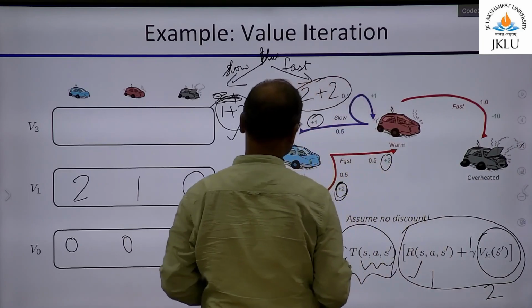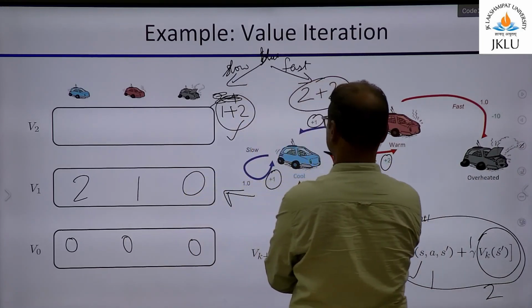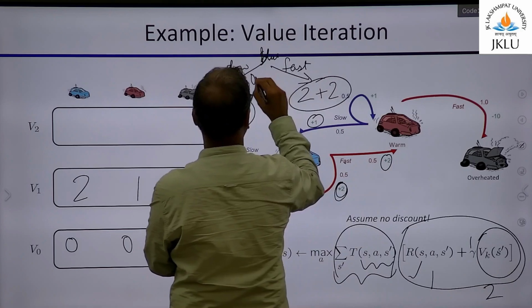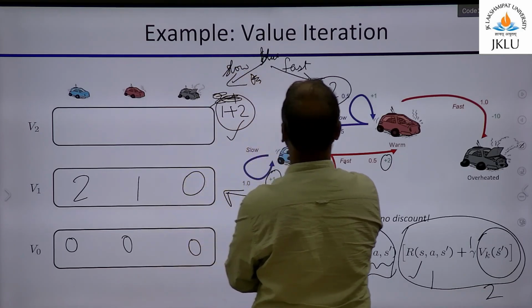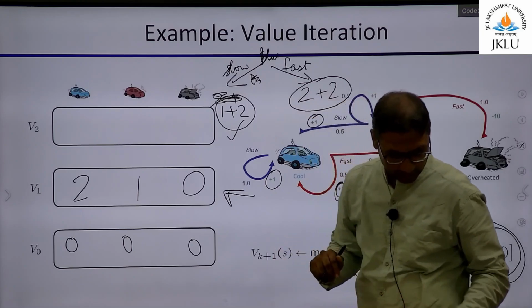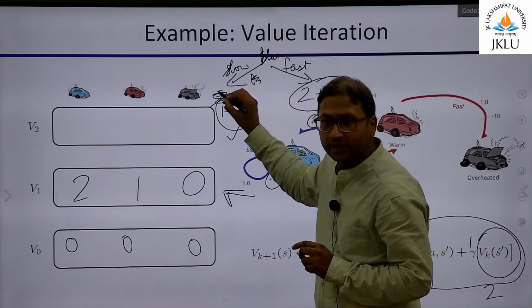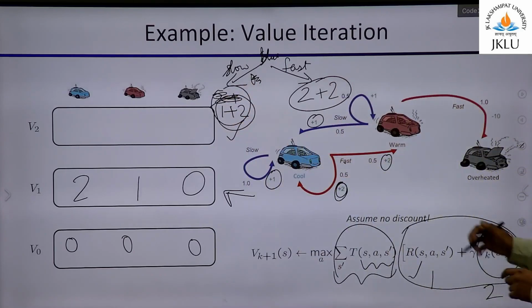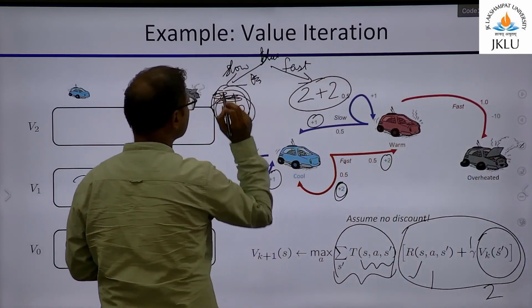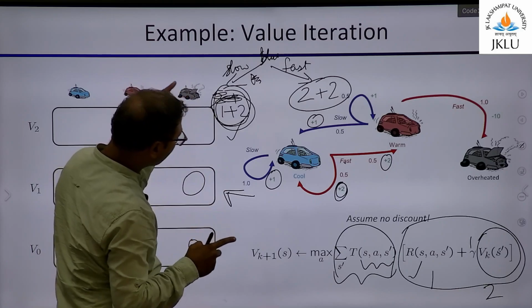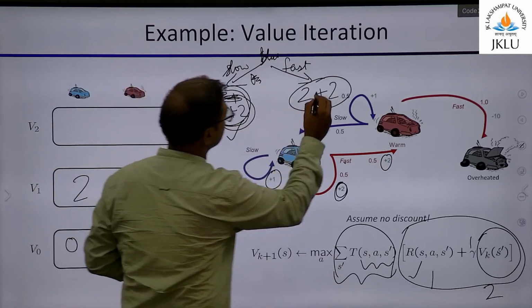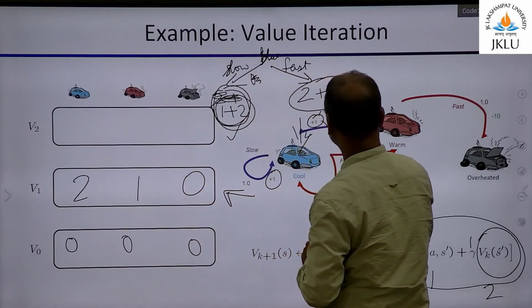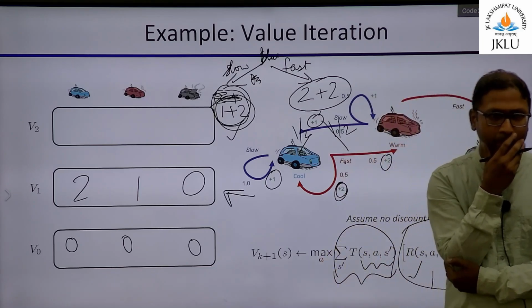Zero, no, this is not 0.5. Actually, I made a mistake. This should have been a chance node, right? That is the mistake, because this is the chance node. Now if from slow, right. So if these are chance nodes, I get 2 and 2 here. Probabilities of that chance node will be 1 by 2.